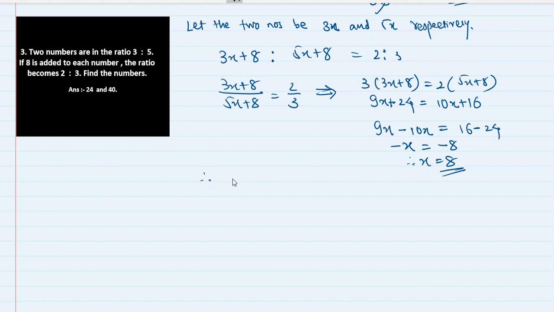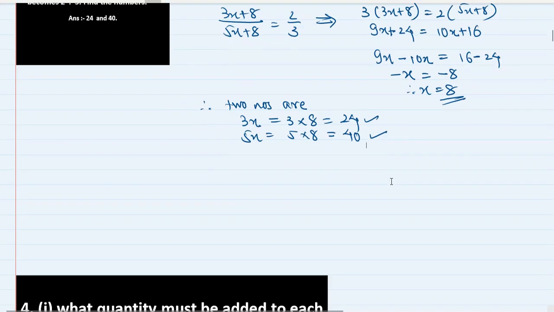Therefore, the two numbers are 3x, that is 3 multiplied by 8, which is 24, and the second number was 5x. So 5 multiplied by 8. You have to substitute the value of x in 5x to get the second number, and in 3x to get the first number. So the two numbers are 24 and 40. Next question.